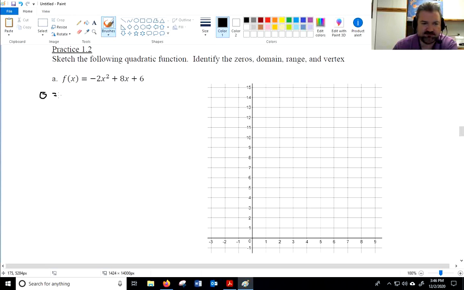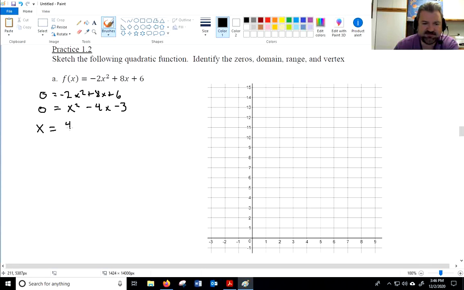Let's find the zeros. Well, you know, there's a common factor in each one of these. Divide through by negative 2. That gives me 0 divided by negative 2 is still 0. That's x squared minus 4x minus 3. I think that's right. Yeah. Now, can we factor that? No, I don't think so. So we'll have to use the quadratic formula.